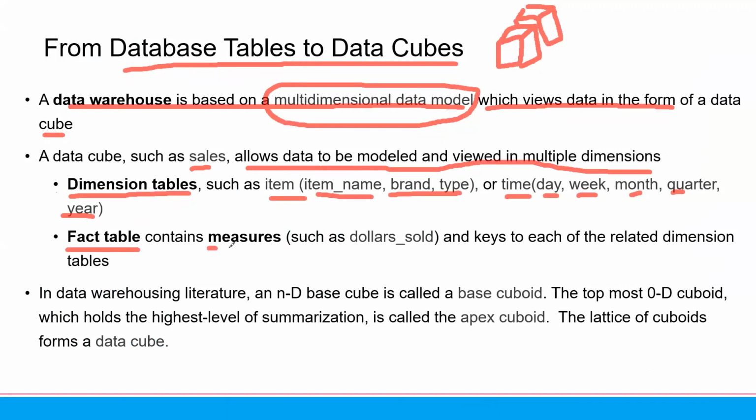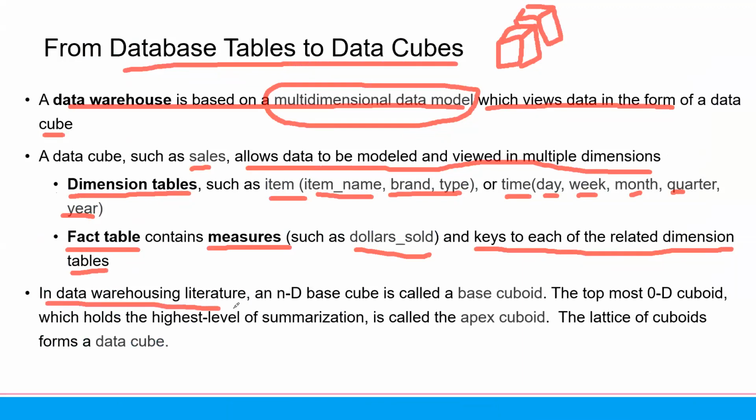The fact table contains the measures. So what do you want to check? Let's say I want to see the sales, how many dollars we have already made in sales, or how much credit we can get from the customers, and so on. It also holds the keys to each of the related dimension tables.